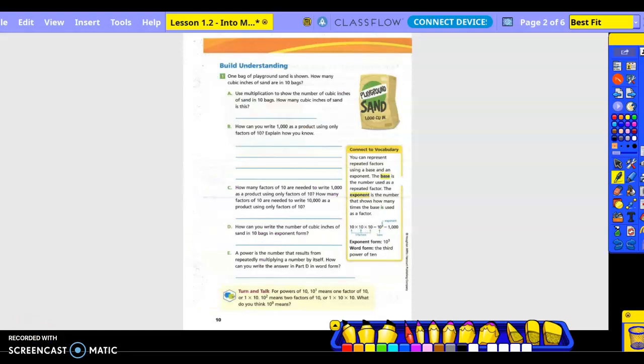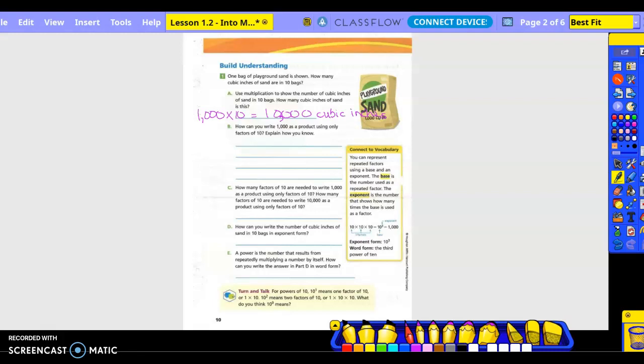Build understanding number 1. One bag of playground sand is shown. How many cubic inches of sand are in 10 bags? Okay, so in just one bag, they have what? 1,000 cubic inches. So use multiplication to show the number of cubic inches of sand in 10 bags. So basically, we're going to take 1,000 times what? Times 10. And we just learned when you take it times 10, you add what? A 0. So I have 3 zeros already. I'm going to add another one. So now I'm up to what? 10,000 cubic inches.